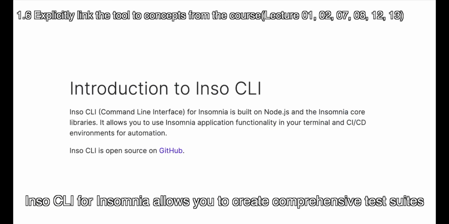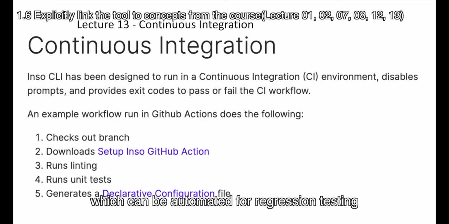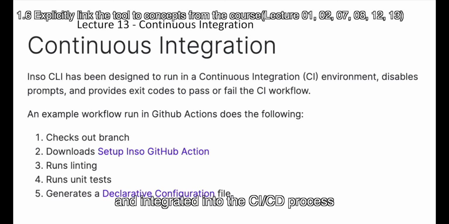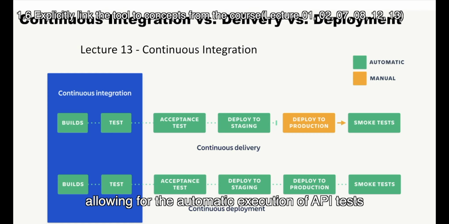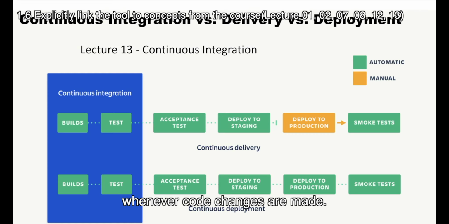Insomnia also plays a crucial role in the context of regression testing and continuous integration. InsoCLI for Insomnia allows you to create comprehensive test suites, which can be automated for regression testing and integrated into the CI/CD process, allowing for the automatic execution of API tests whenever code changes are made.